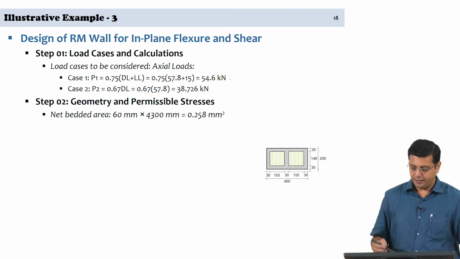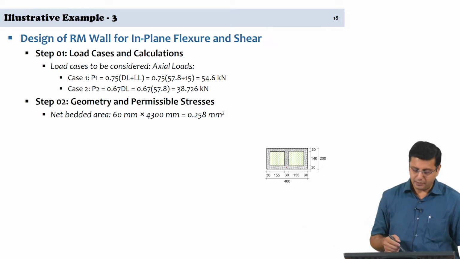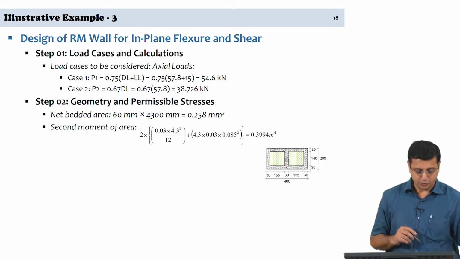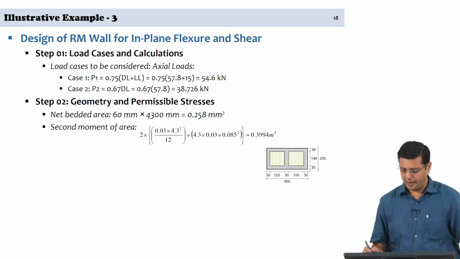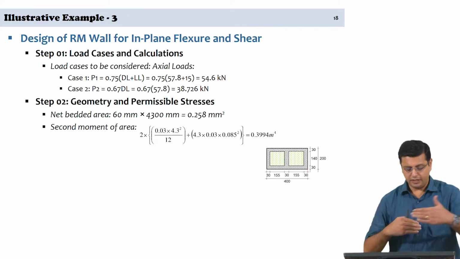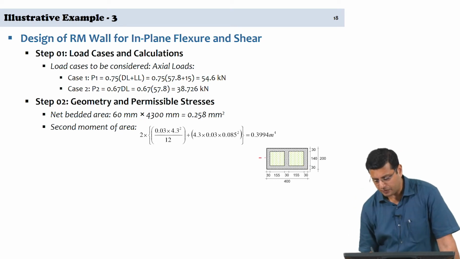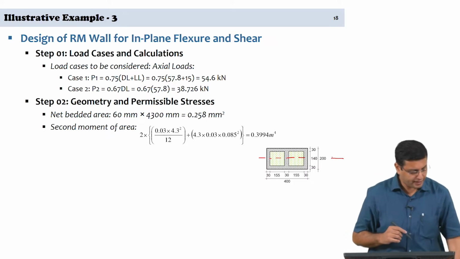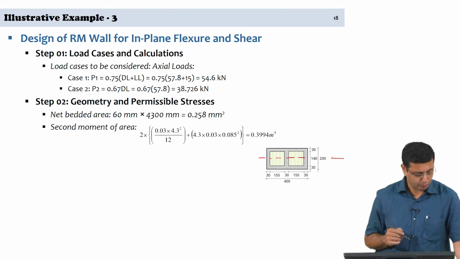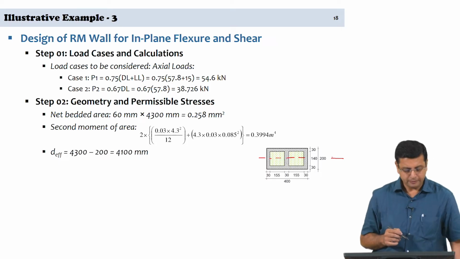The net bedded area, we just talked about this, 60 millimeters into the length of the wall 4300 millimeters. The net bedded area is 0.258 square meters. We need to estimate the second moment of area, and the second moment of area is estimated considering the geometry of these two strips that are sitting about the center line of the wall itself. So, the second moment of area is estimated to be 0.3994 meter to the power 4.